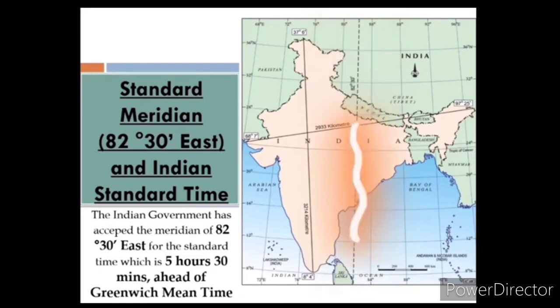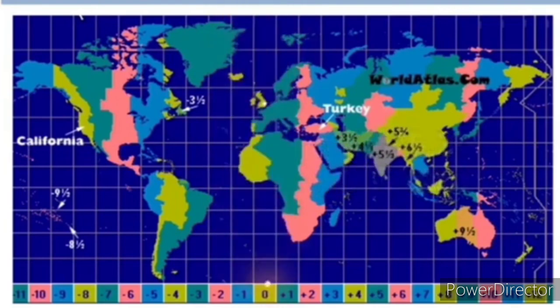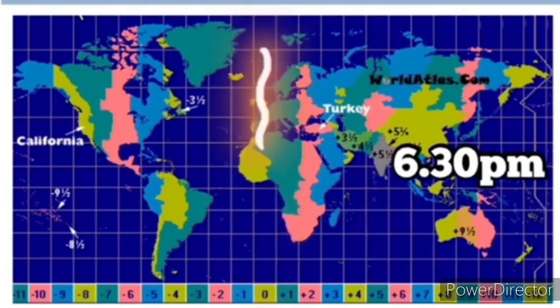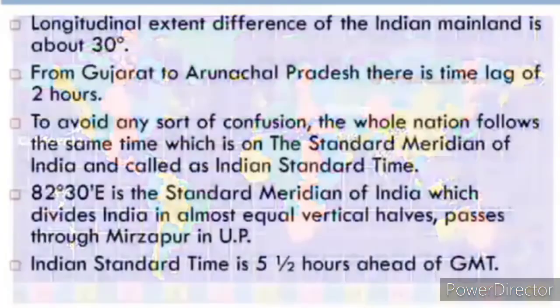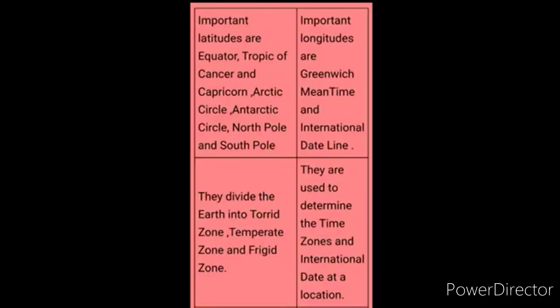The time calculated at the standard meridian from the Greenwich meridian is considered to be the time for the country, which is accepted universally throughout the country. And from Greenwich Mean Time, India is 5.5 hours ahead. For example, if it is 1 p.m. at Greenwich Mean Time, India will have the time as 6:30 p.m. So let's recall the key points of the chapter.